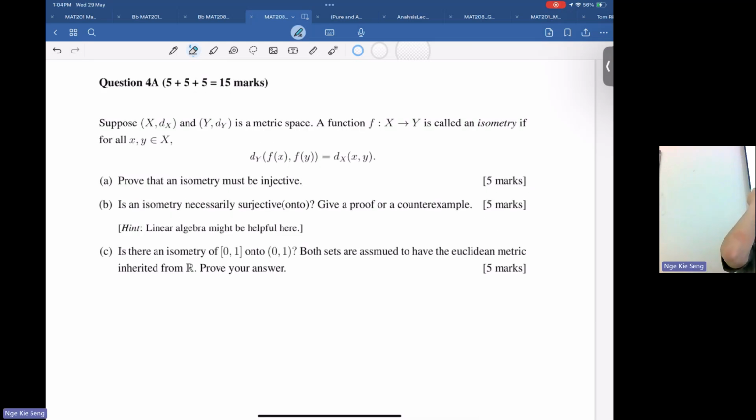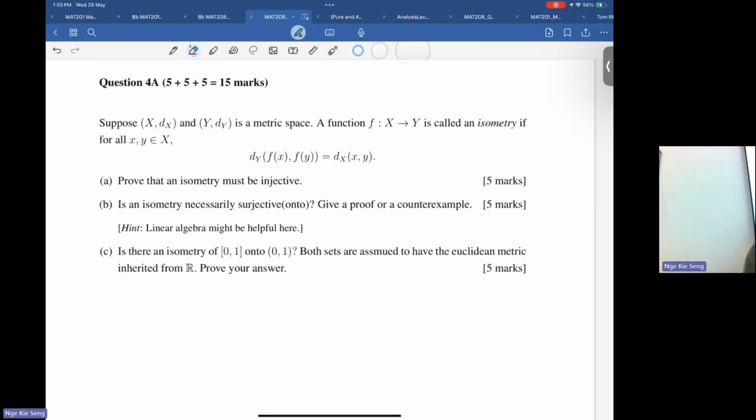4A. Okay, so 4A is trying to relate metric space and function together. Most of you got 4A(a). Prove that isometry must be injective. Because if you start with the assumption that f(x) equals f(y), then the distance should be 0, because metric gives you that. But this question tells you that d(f(x), f(y)) is equal to d(x, y). So you also get that d(x, y) is 0. But metric tells you that if the distance is 0, then the two points should coincide. Okay, so that gives you the injectivity.